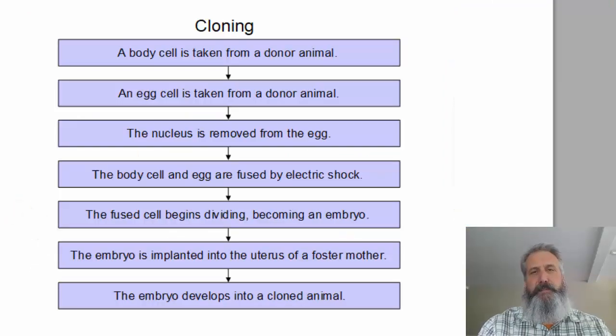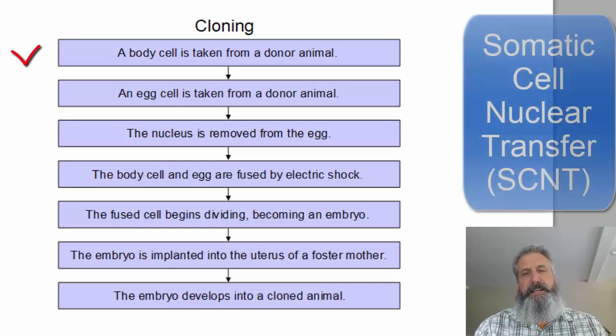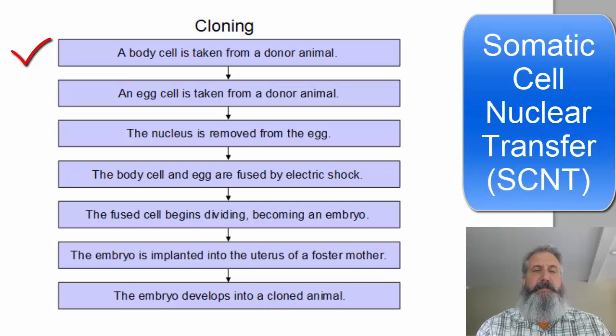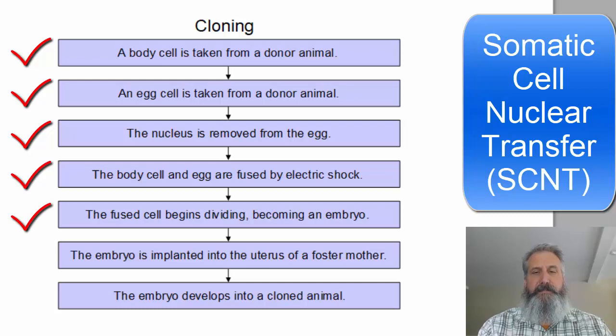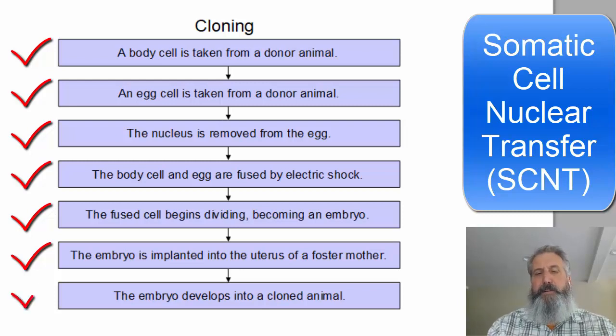Let's review the steps of the process. See if you can understand why this process results in a clone. A body cell is taken from a donor animal. An egg cell is taken from another donor animal. The nucleus is removed from the egg cell. The body cell and egg cell are fused by electric shock. The fused cell begins dividing, becoming an embryo. The embryo is implanted into the uterus of a foster mother, and the embryo develops into a cloned animal.